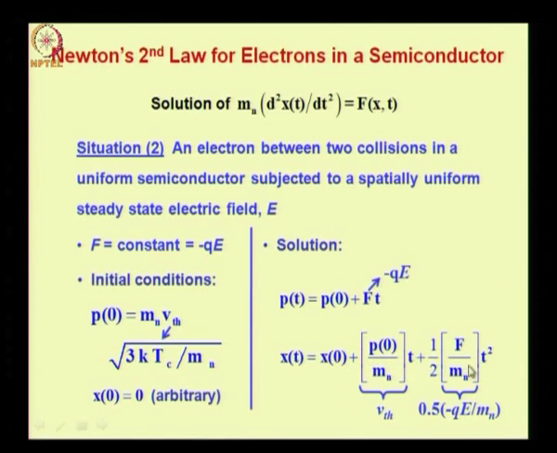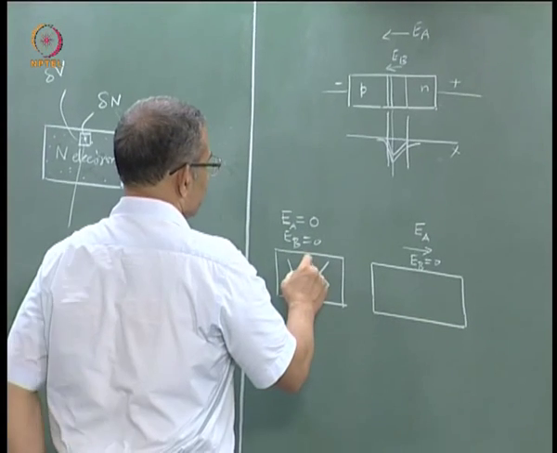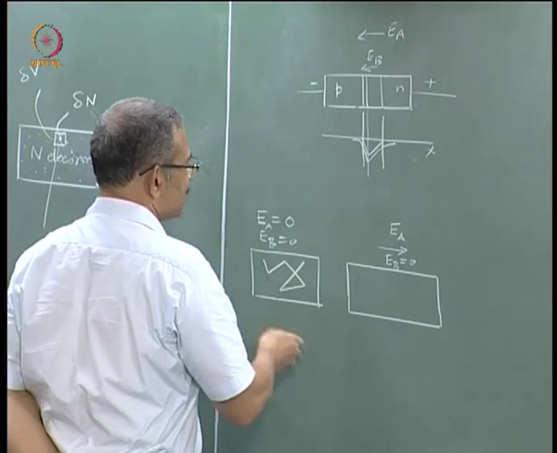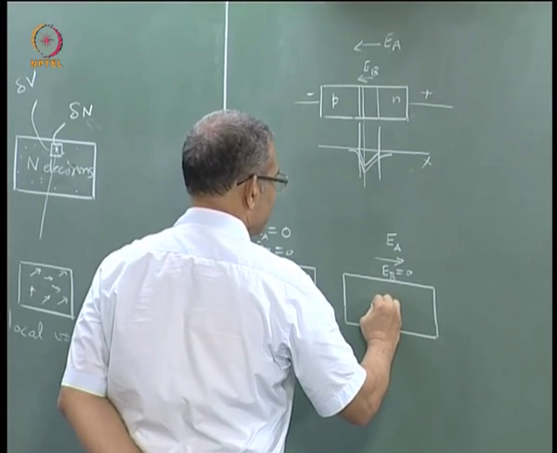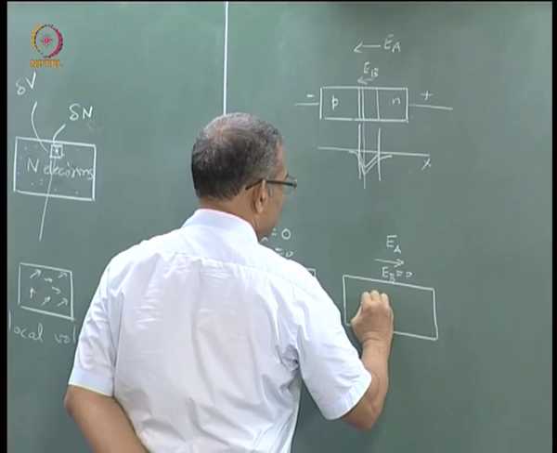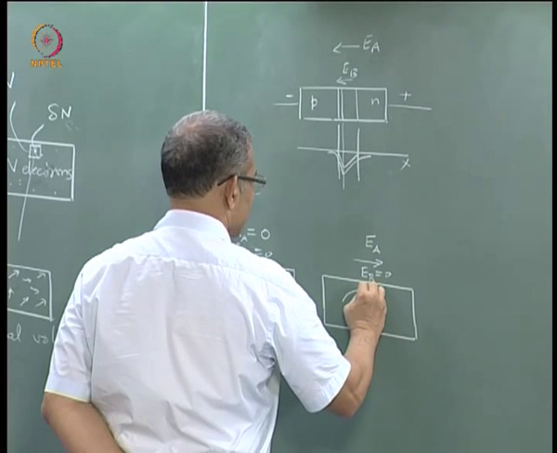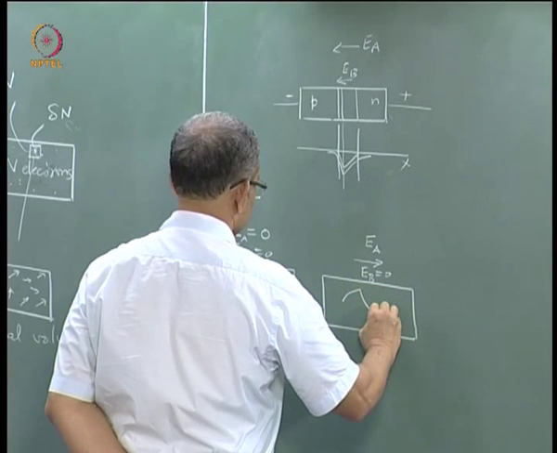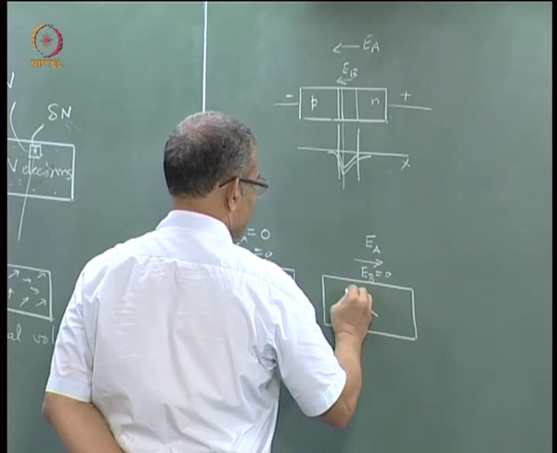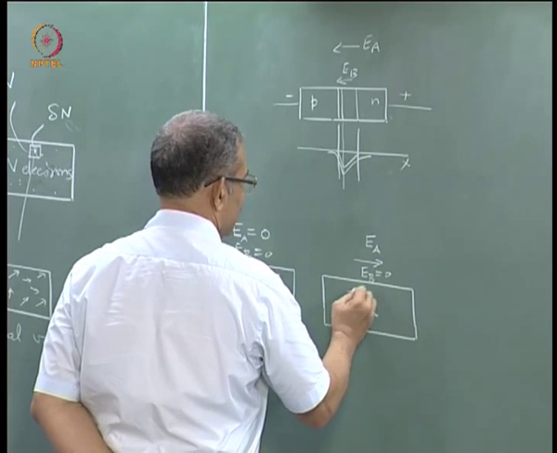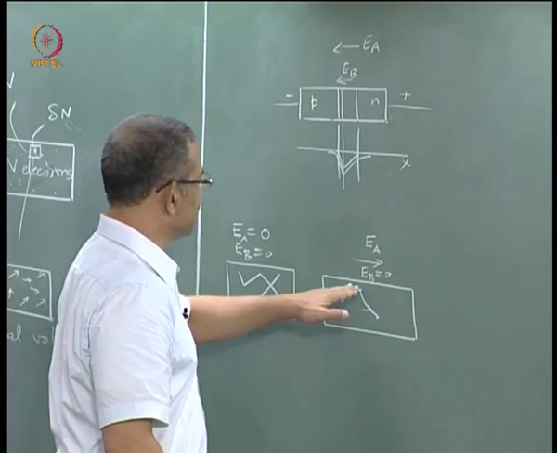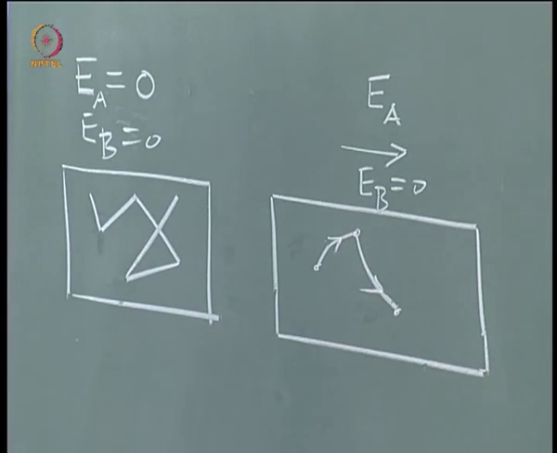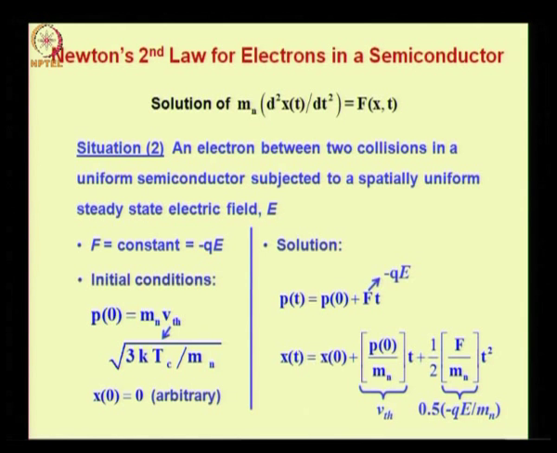Now what does the trajectory look like? So now if you see, these portions which were shown as straight lines would now look curved. So when the electron is moving, it would look like this, right? So this curved nature is coming because of the square law dependence on time.